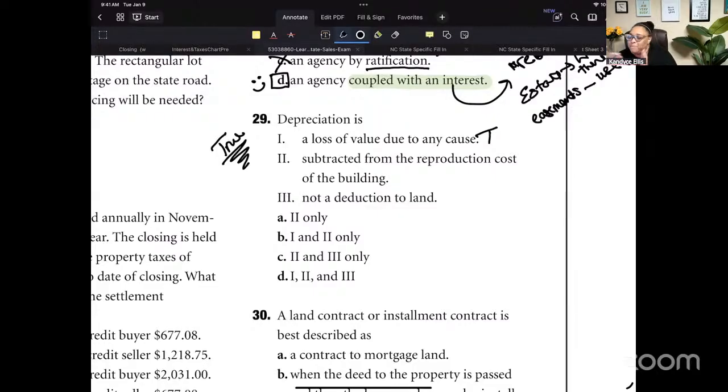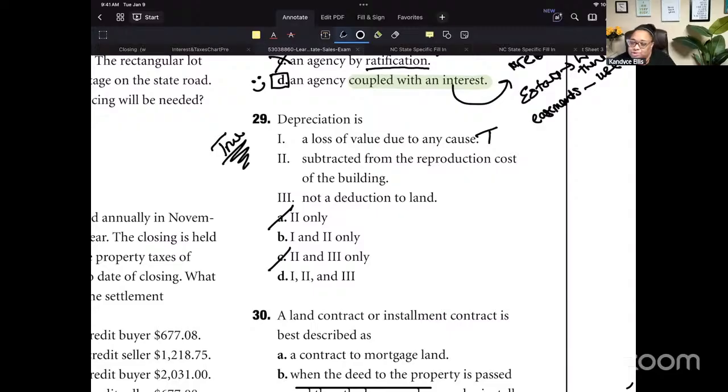Doesn't even matter if we think two and three are right. If the answer doesn't include one, we're not going with it. So that means we can get rid of A and we can get rid of C. Just by knowing that number one is true, we can eliminate two of the answers, which means we've got a 50-50 chance of guessing this right. So we've got the second one: subtracted from the reproduction cost of the building.